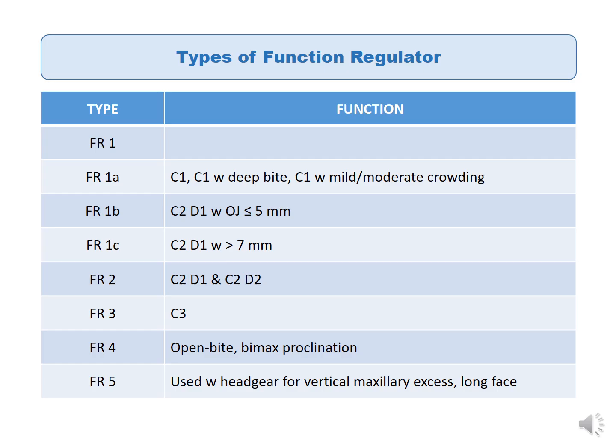Now the FR2, the most commonly used type, is used in correction of class 2 division 1 and class 2 division 2 malocclusions. The FR3 is used for class 3 malocclusions. FR4 is used for open bite and bimaxillary proclination cases. FR5 is used with headgear for vertical maxillary excess or long face syndrome.